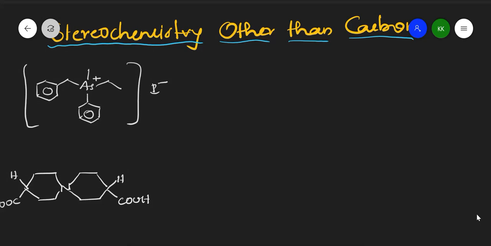In exams, what they will do is give a compound like this, which I have written here. This is my first compound, which I am showing in red color. They will tell whether it is optically active or not, right?